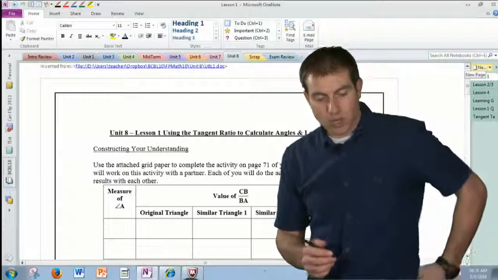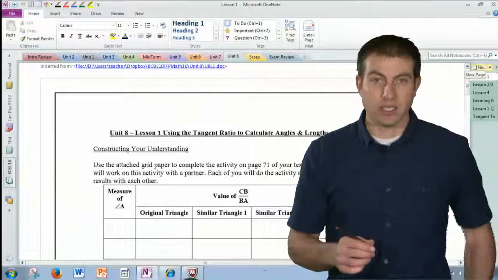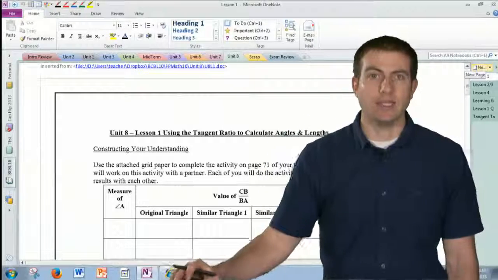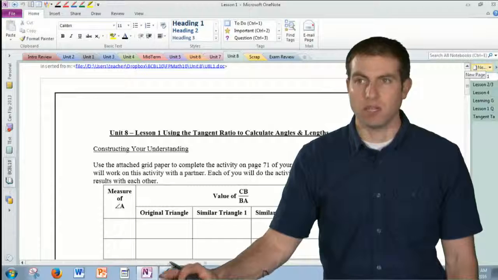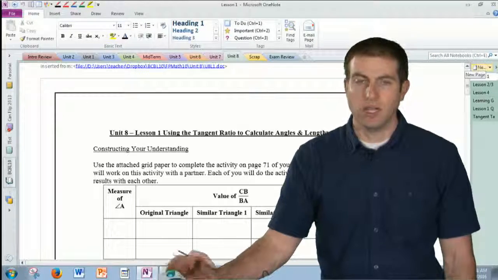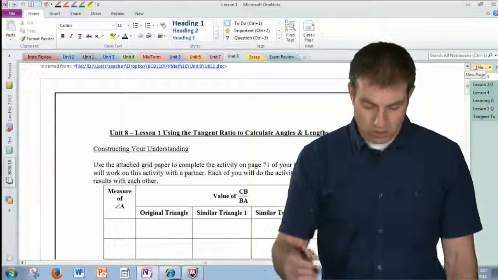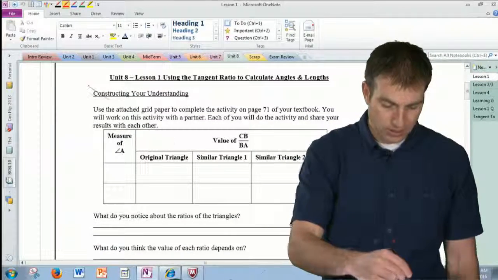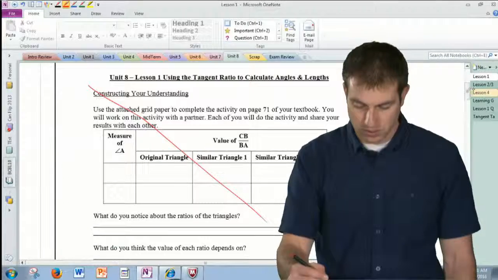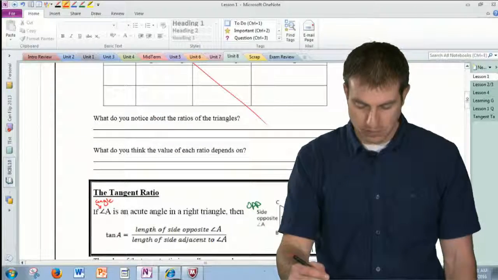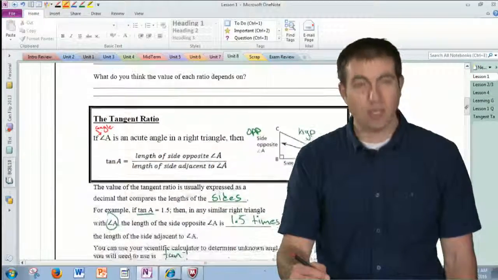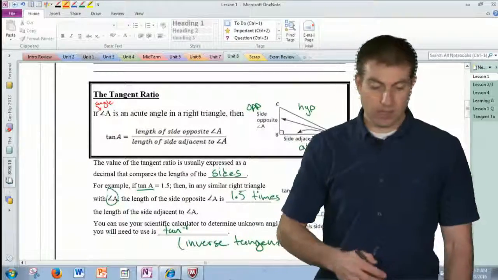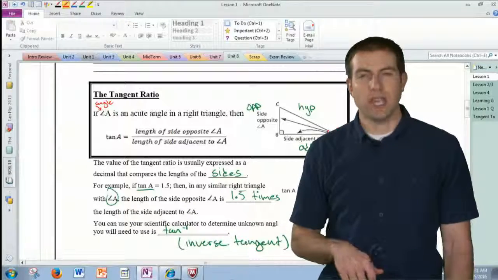So Unit 8, Lesson 1 is called Using the Tangent Ratio to Calculate Angles and Lengths. I intended to go back and get rid of this table at the top. It was an in-class activity I used to do, but I didn't. So you can just ignore this top portion, the construct your understanding. If you did it, that's fine. There's nothing wrong with doing it, but I didn't really want to spend a bunch of time on it. So what I did, right in the lesson, we start with the tangent ratio.